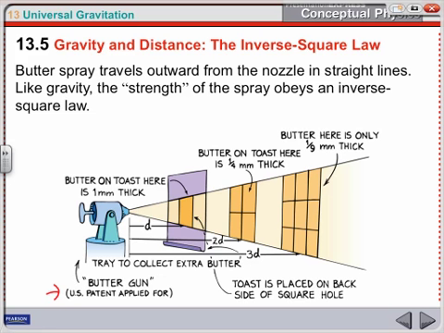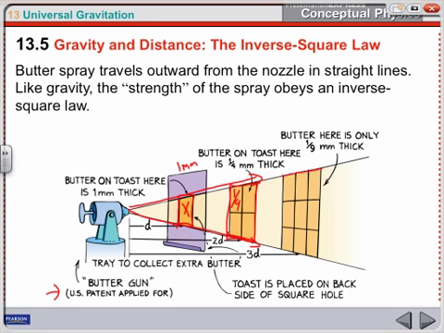So we'd use this butter gun and we spray it on a piece of toast, and we spray it so that it's exactly 1 millimeter thick. And now if we move it farther away, or if the toast is farther away, that spray will continue to spread out. So assuming that you're not increasing how much is coming out here, if you're going twice as far away, you've now gone 2 by 2, and so you have the area of 4 pieces of toast at this point. So it's only going to be 1/4 as thick here as it was in the original.